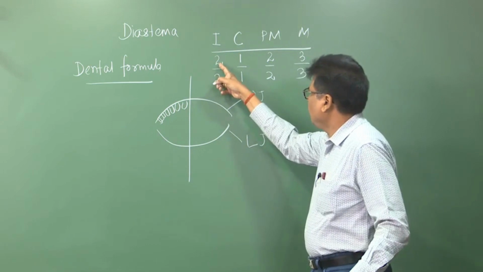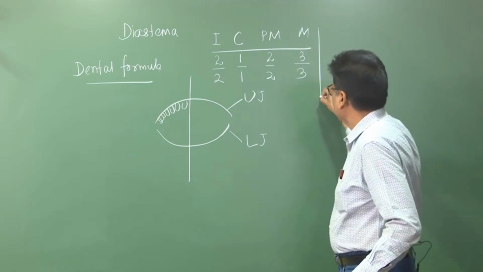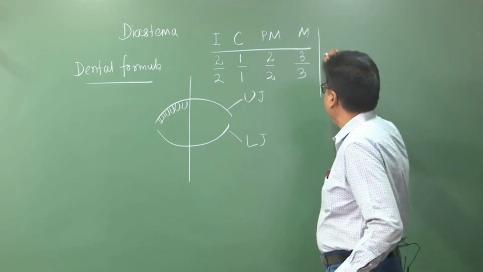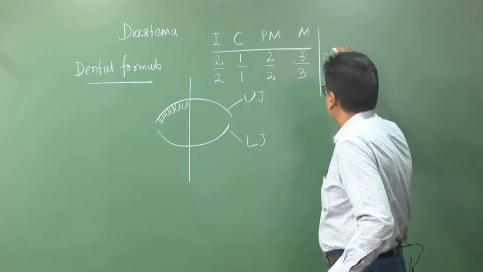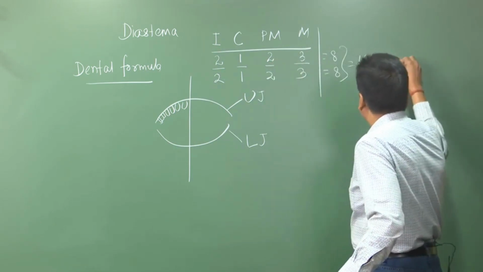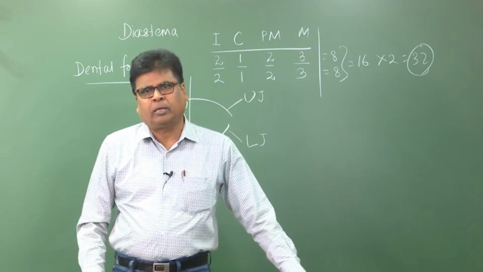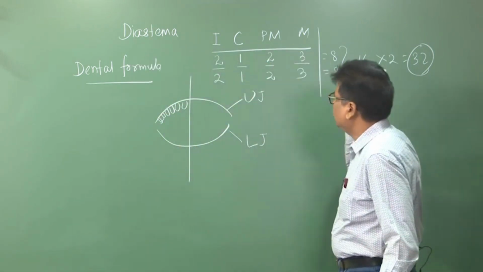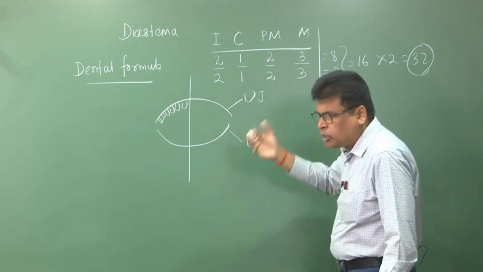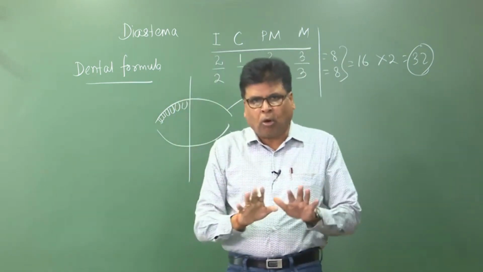So this is the teeth present on the upper jaw, this is the teeth of the lower jaw, and this is half. You just count: 2 plus 1 is 3, 3 plus 2 is 5, plus 3 is equal to 8, and this is also 8, so totally in this half 16 teeth are present. If it is multiplied by 2, then in this animal 32 teeth are present. So this represents the dental formula. Dental formula is the representation of the teeth present on half of the lower jaw and upper jaw. If it is multiplied by 2, the total number of teeth of that mammal comes.